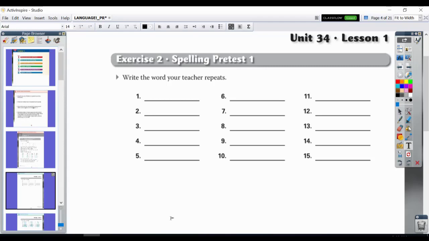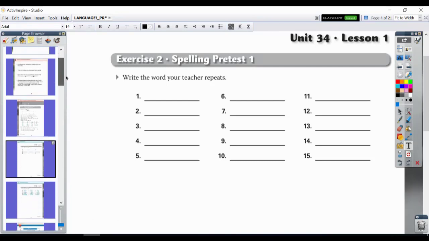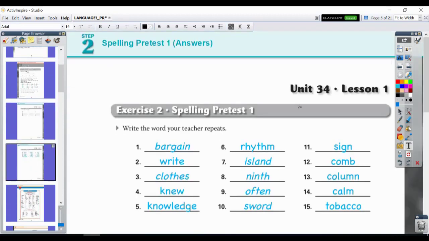Number 14, calm. We need to stay calm during emergency drills. And number 15, tobacco. Chewing tobacco is bad for your health. Let's look at the correct spelling, and I want you to check your work with the spelling that's on the screen now.